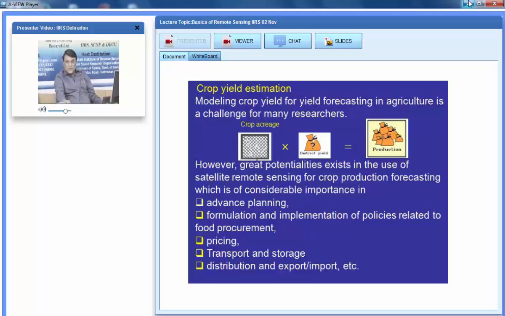But modeling yield, or the quantity of agricultural produce per unit area, is still a challenge, because it depends not only on the biomass or vegetation condition, but also on meteorological or climatic factors. So here we will discuss different kinds of approaches which have been used for crop yield estimation.